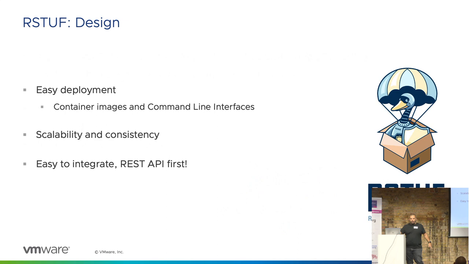Okay. How about the RSTUF design? So first, we wanted to make it easy to deploy. So we provide services as a container image. The reason is also because it was originated on PEP 458, a Python project. We use Python language, and we don't want to make it like, oh, this is for Python. No, it's not for Python. That's why we try to also hide it. And we also provide a command line interface to administrate these repositories.